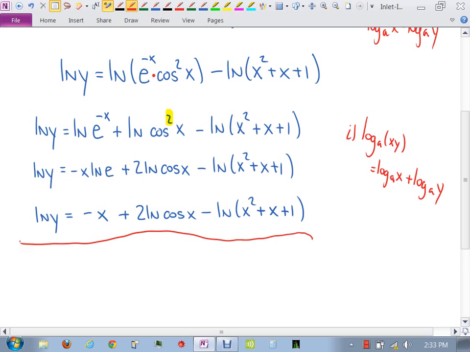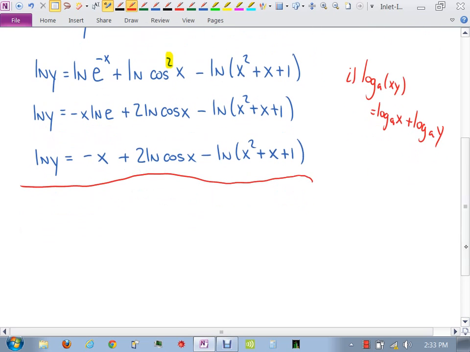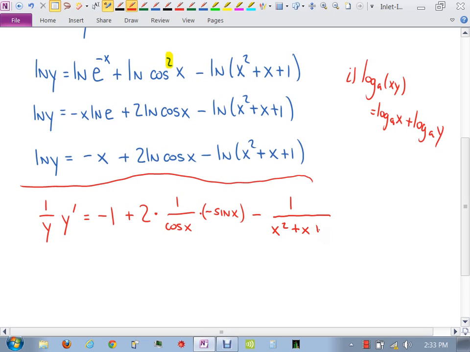All right, now what's the derivative of the left side? 1 over y times y prime equals negative 1 plus 2 times 1 over cosine x times derivative of that, which is negative sine x, minus, not natural log, 1 over x squared plus x plus 1 times derivative of what's inside, 2x plus 1.